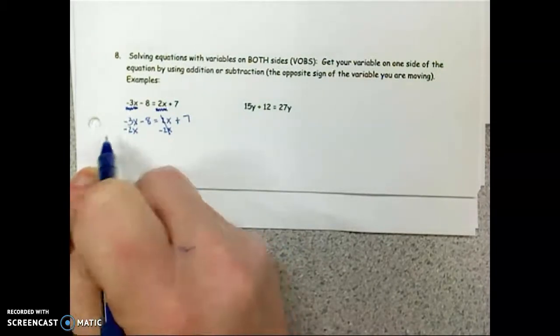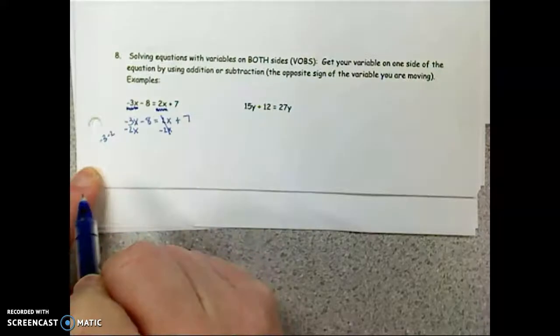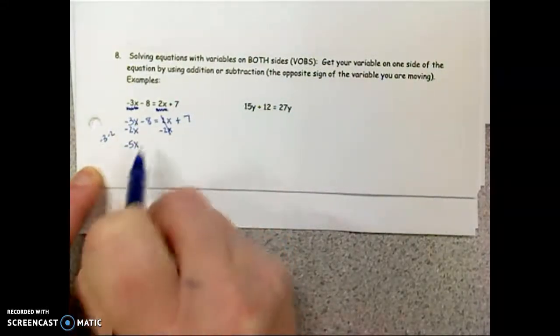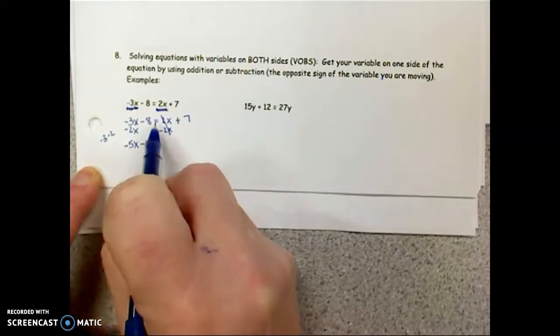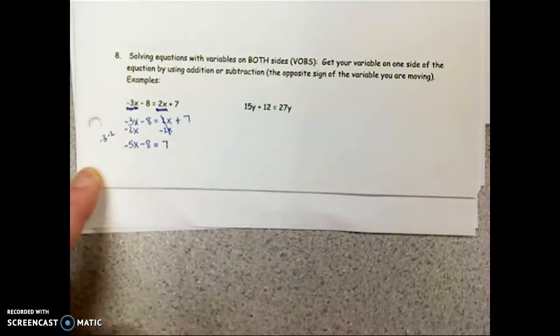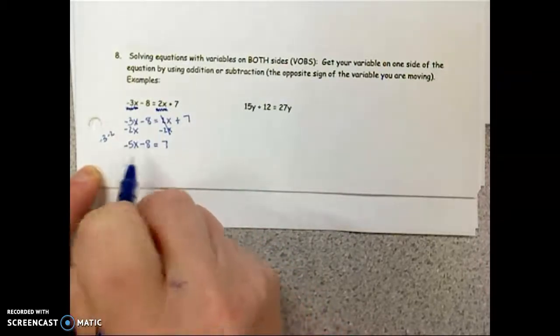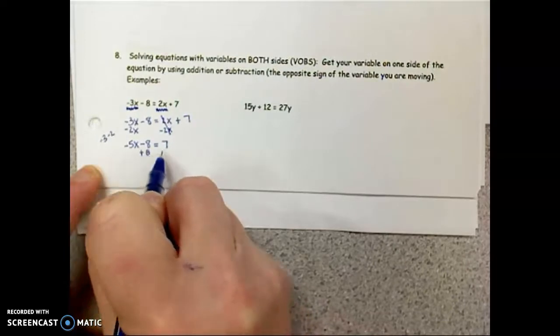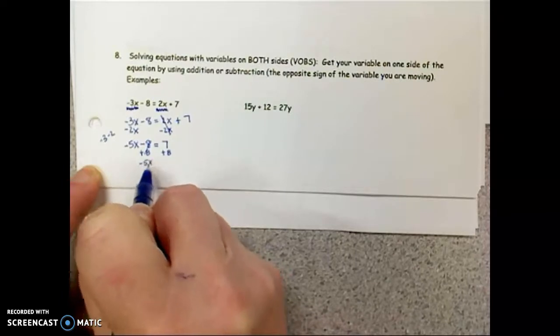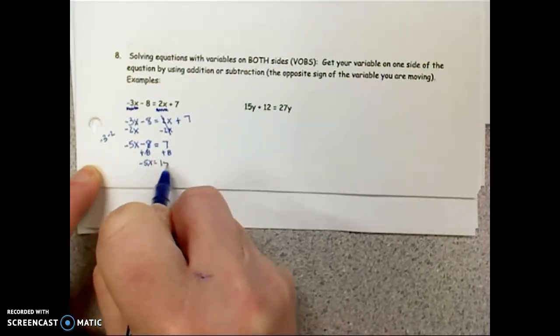So in my calculator, I would put negative 3 minus 2 to find that those combine to get negative 5x. Bring down my minus 8, then my equal sign, and what's left on the right side now is just a 7. So now this is just a two-step equation. We're going to undo the subtraction of 8 by adding 8 to both sides. So we now have negative 5x equals 7 plus 8, which is 15.